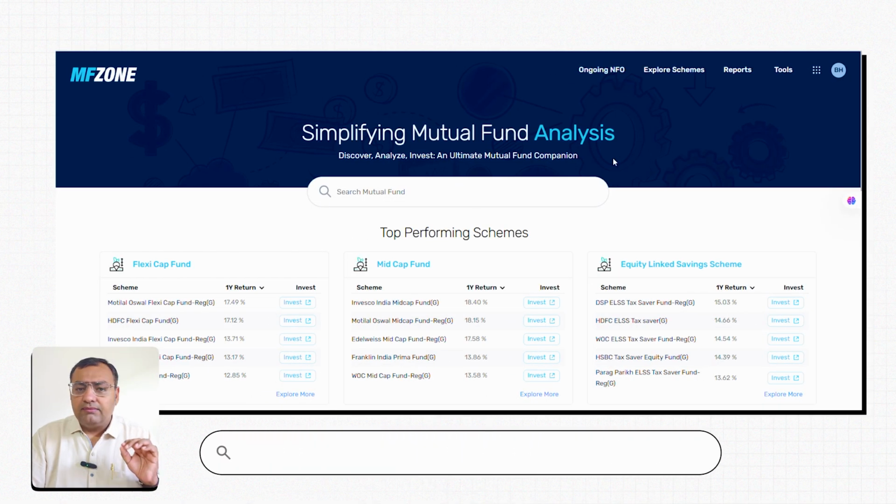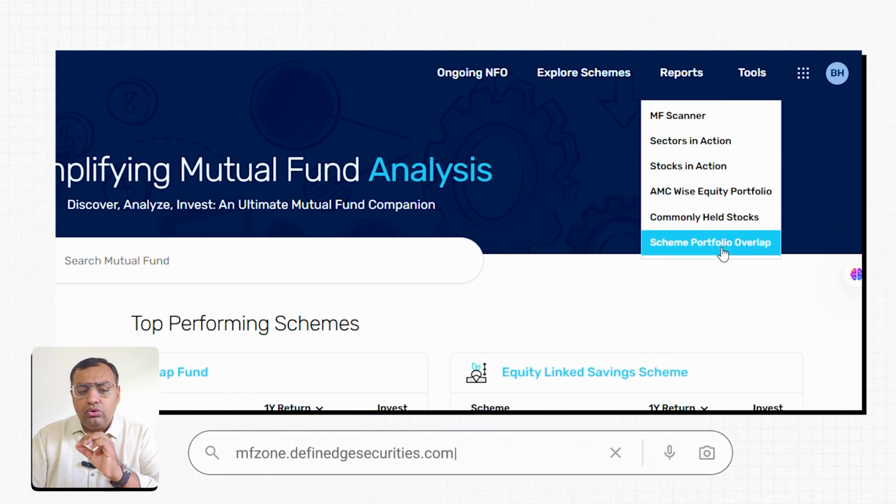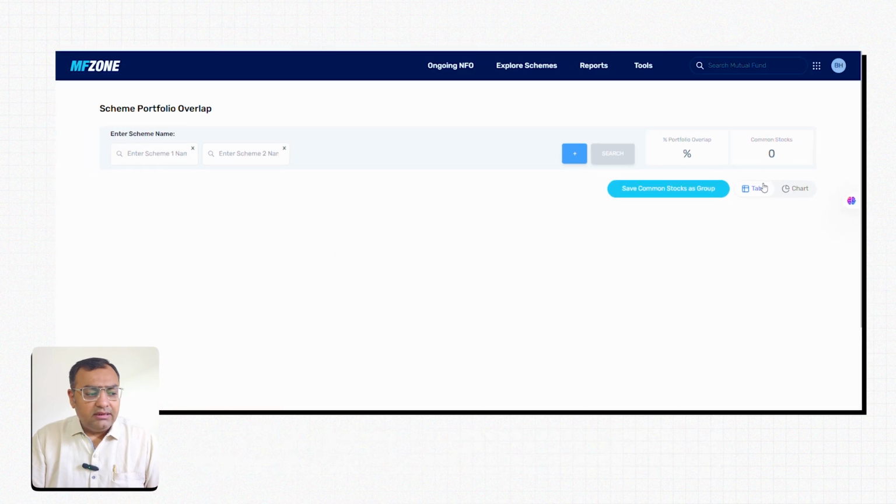Let's look at the tool. Keeping in mind you already have HDFC Flexi Cap Fund and you are planning to add more, we'll look at what the common stocks are, and we'll look at one or two comparisons as well. What you have to do is go to the mutual fund section, mfzone.definedge securities, log in with your account, and go to this tool. There is the last option, scheme portfolio overlap. If I click on it, it will let you compare the mutual funds. The maximum you can compare is 4 over here.